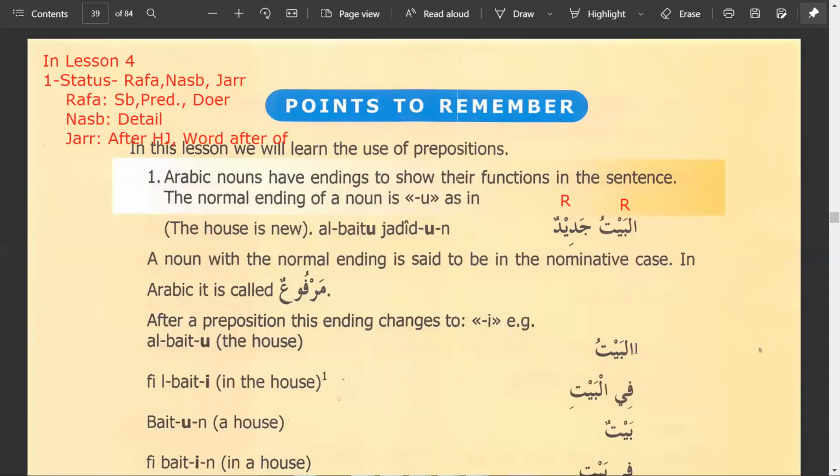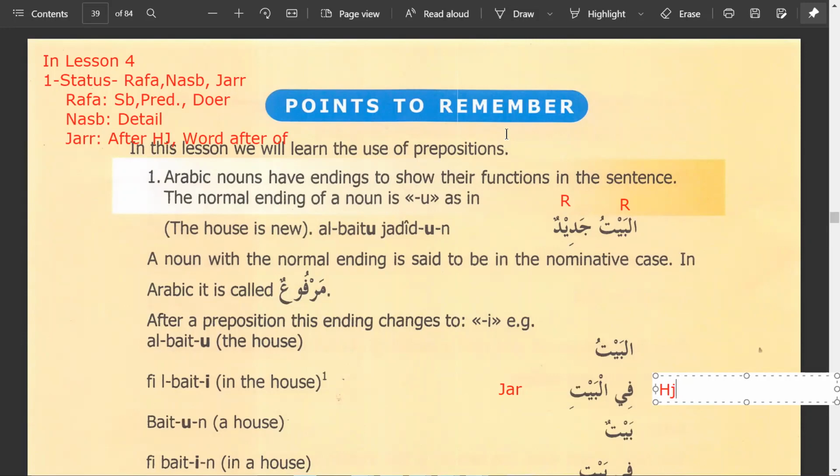And then what did we learn? Al-baytu is rafa. Okay, it's original. The house. When fi comes, fil bayti, it becomes what status? Jar status. And fi is what? Fi is in. It's harf jar.